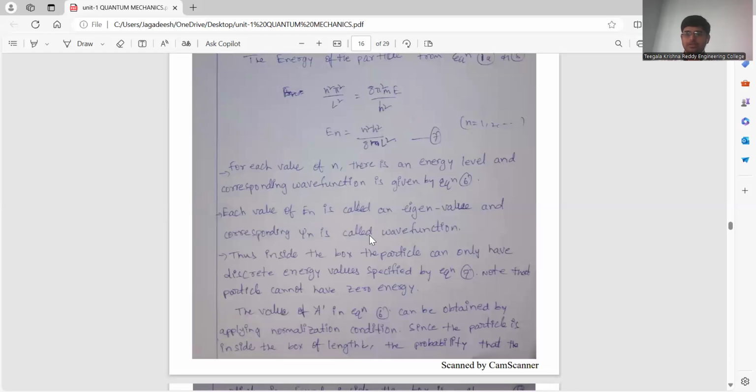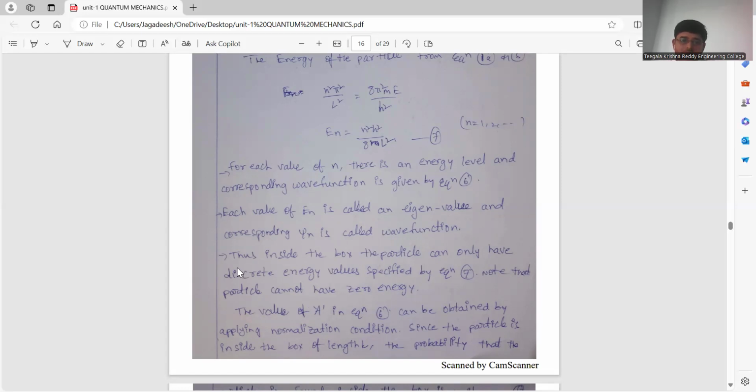Each value is called the energy value, and the corresponding wave function is called the wave function. N is called the quantum number. Thus, inside the box, the particle can only have discrete energy values, specified by equation 7. Note that the particle cannot have zero energy.